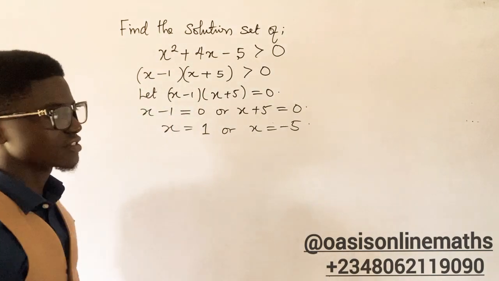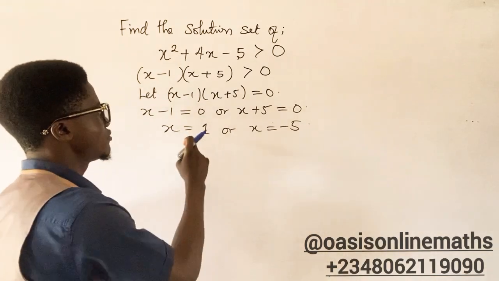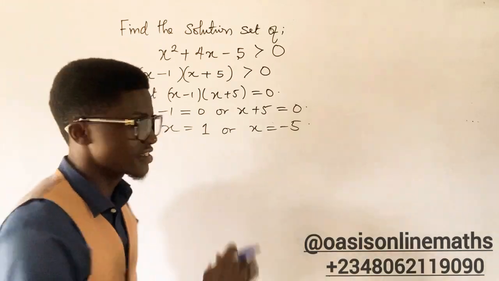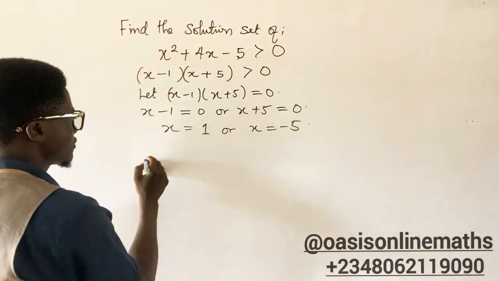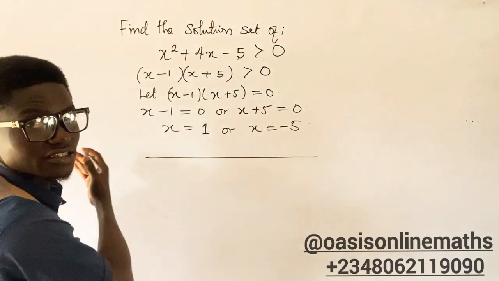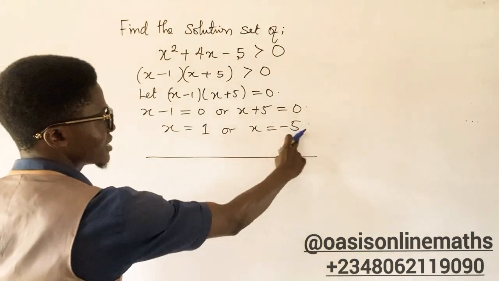having obtained the roots of this quadratic equation, these are the possible values we are going to place on our number line. Then how do we do that? First and foremost, remember our number line: the negative side is our left side, while the positive side is our what? The right side.